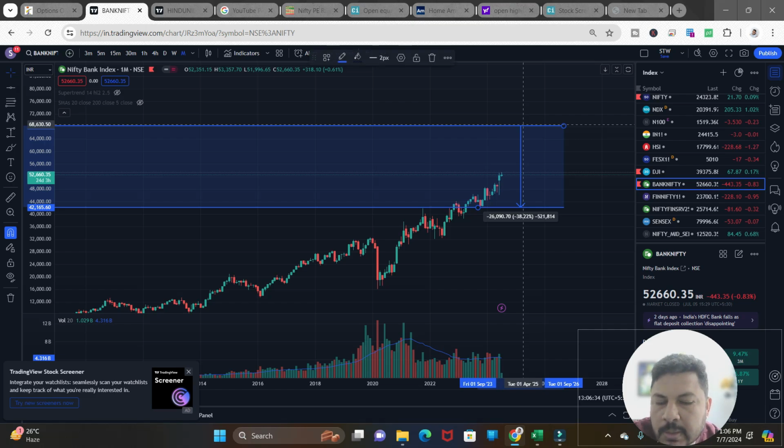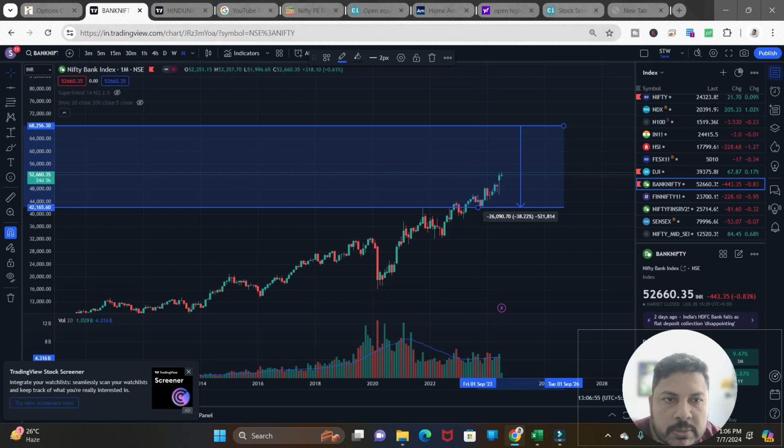So this will be the target, which is about 68,000. And remember, this is on a monthly time frame, so it might take many months to reach here. So don't expect that next month it will go up to here. It is not possible.